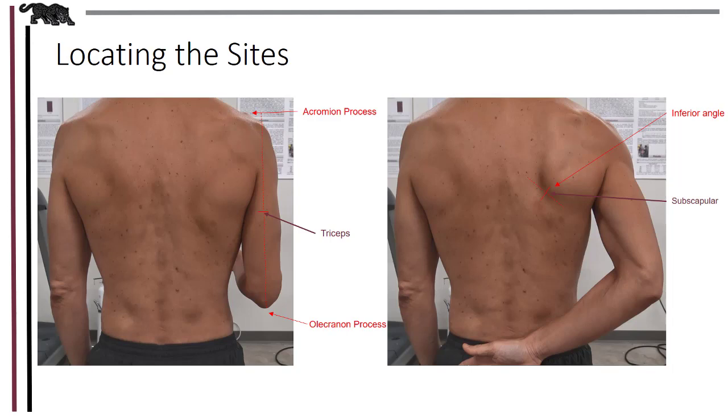By the way, this is the only time that the arm will be bent. When taking skin folds, the arm is hanging and relaxed. The subscapular is a diagonal fold 2 centimeters below the inferior angle of the scapula. This is easiest to find by having the client put the arm behind the back to push out the scapula. Again, when measuring skin folds in this site, the arm is hanging and relaxed.